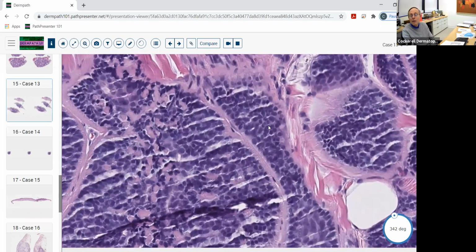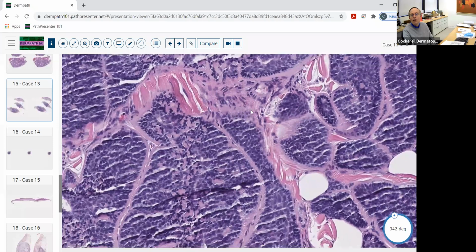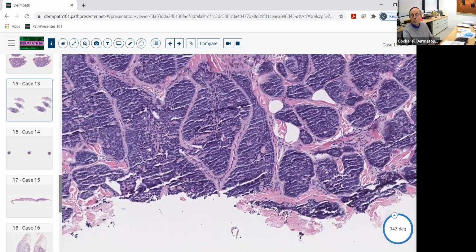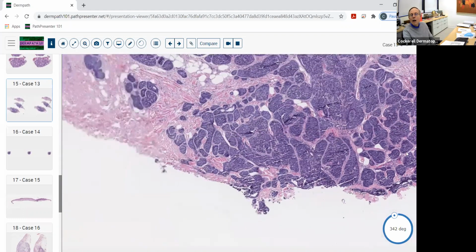And notice that the cells are very small and round and cuboidal, with perhaps some admixed ducts here and there. This is an example of a cylindroma. Cylinders of cells. So think of these little straws, little cylinders, and they're just kind of touching one another. Think of it almost like a little bunch of straws you put together with a rubber band around them. So this is an eccrine cylindroma.